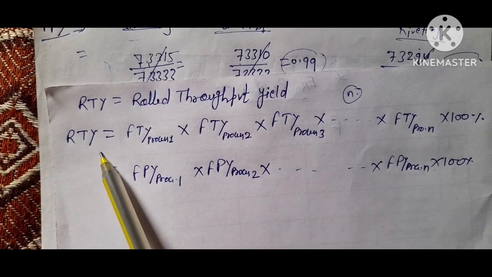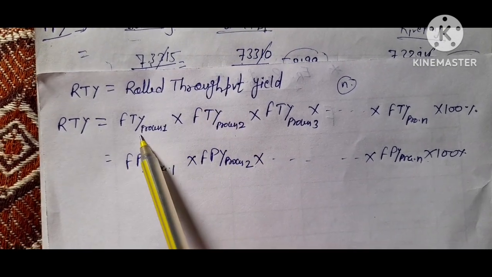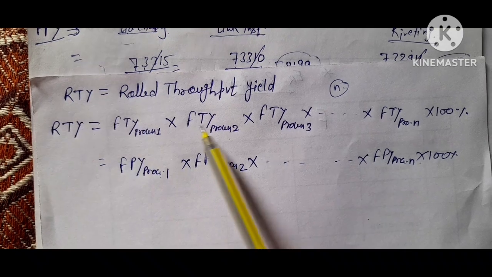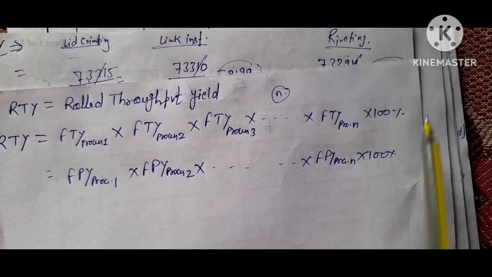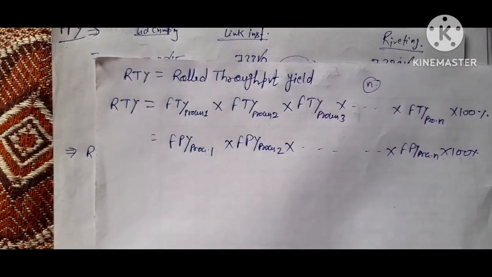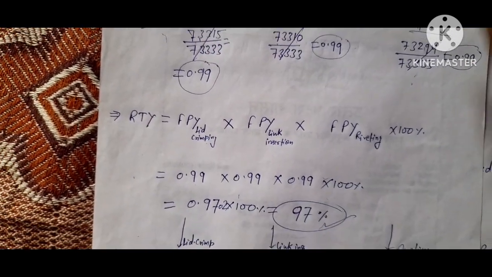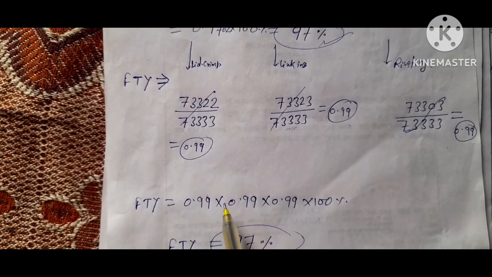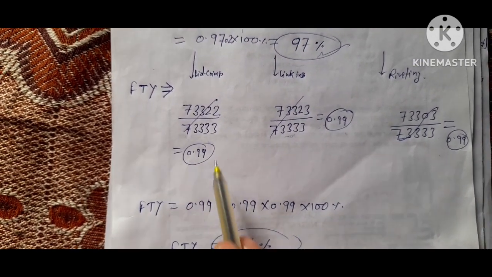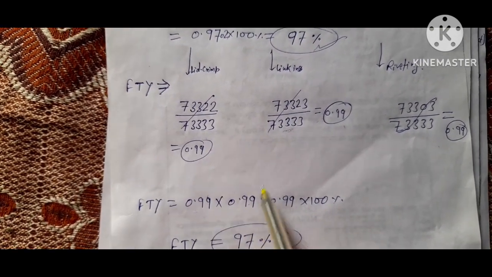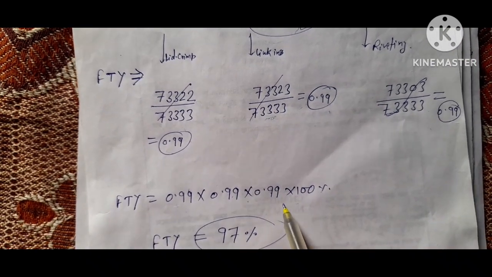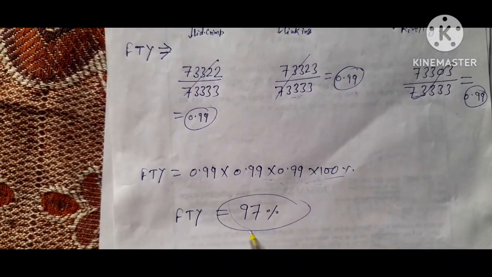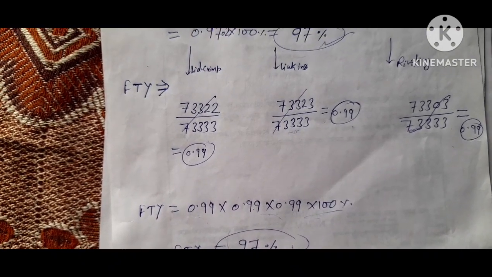So you know, RTY, rolled throughput yield, is FTY of the first process multiplied by FTY of the second process, and so on for n terms, and multiplied by 100% if you want to calculate it in percent. So the values put in here are 0.99 in the lead crimping process, 0.99 in the link insertion process, and 0.99 in the riveting process, multiplied by 100%, and we got 97%.